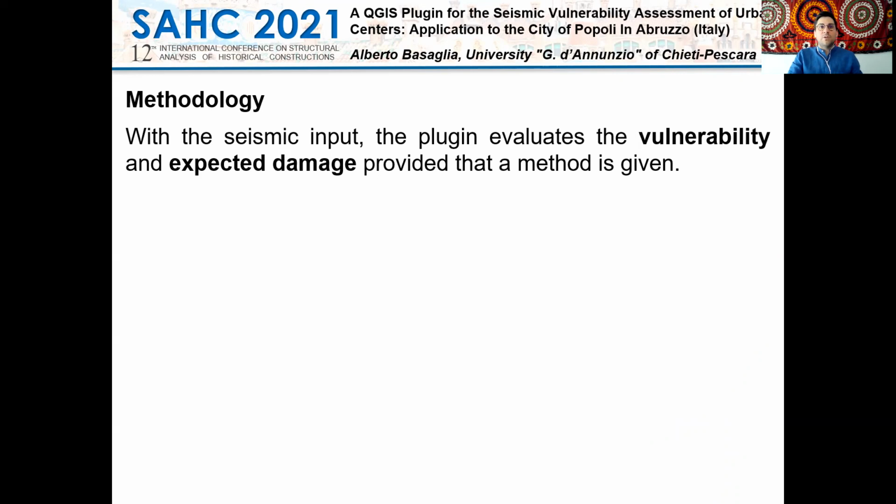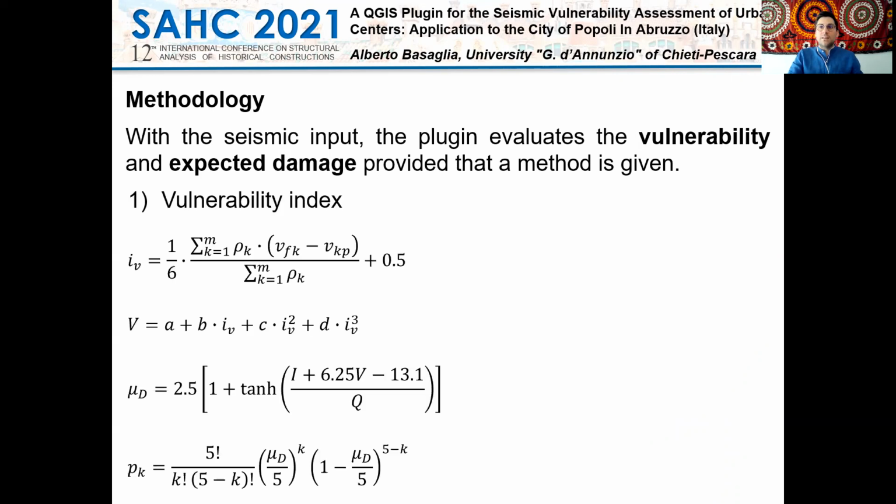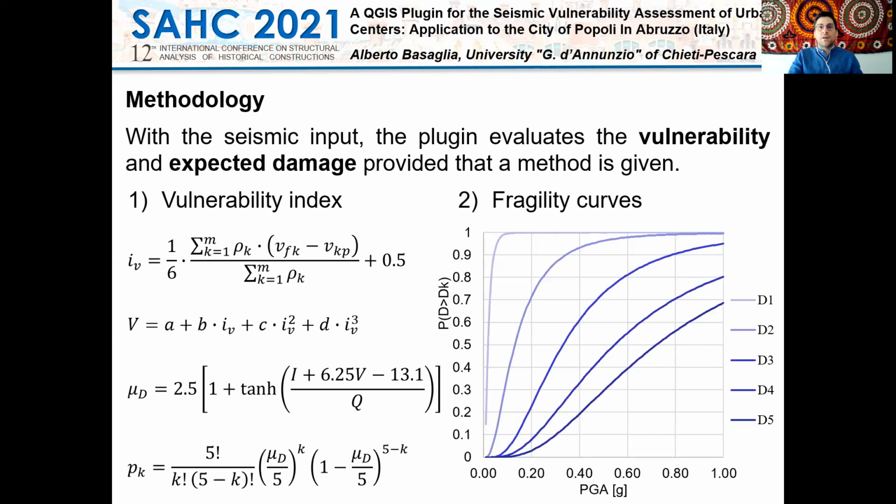And currently, the plugin includes a vulnerability index method for unreinforced masonry buildings and a suite of fragility curves for reinforced concrete buildings. The first method uses the characteristics of unreinforced masonry buildings to come up with an index that is then used to evaluate the damage and the probability of damage using empirical approaches.